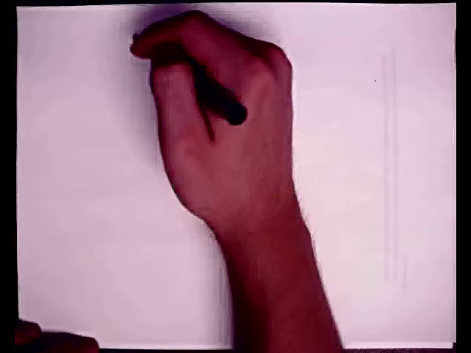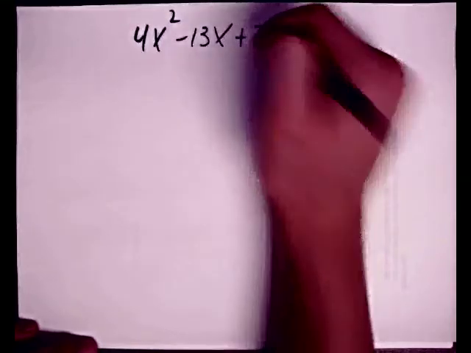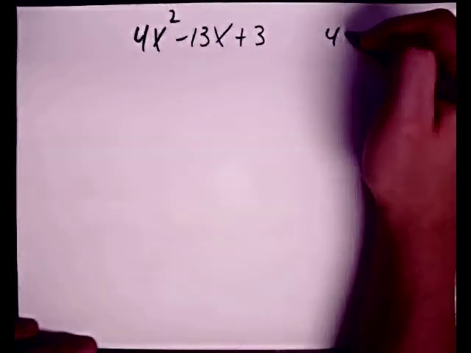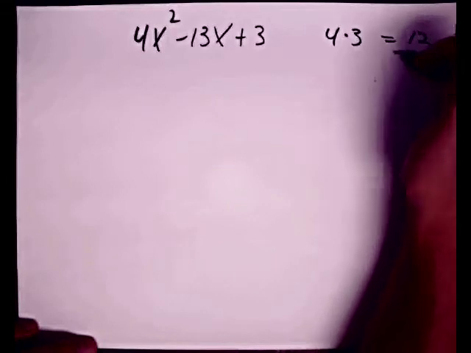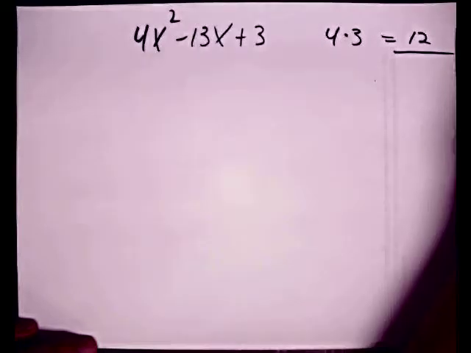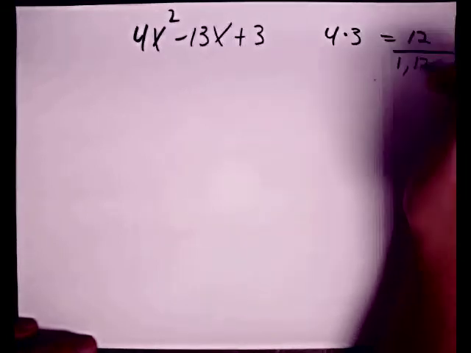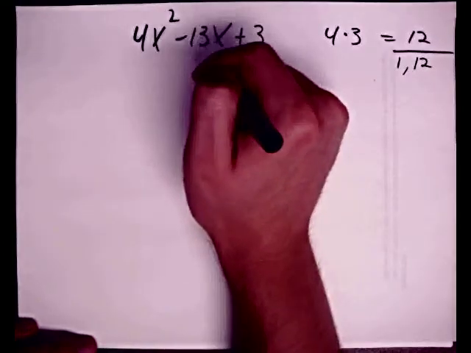So example 2, 4x squared minus 13x plus 3. So we want to take A and C, 4 times 3, that gives us 12. This is the only parallel with the other method. We want to list the factors of 12, finding the pair that adds to negative 13. And you just need to keep listing until you find the correct pair. So if I start with 1 and 12, 1 plus 12 is 13. That's almost what I want. I want negative 13 though.